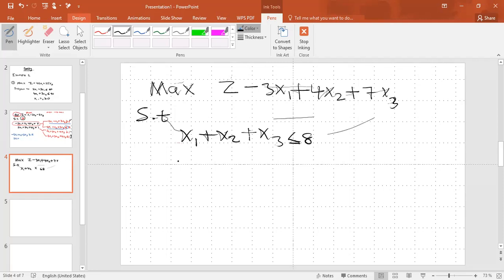Then the second constraint: 4x1 minus x2 minus x3 greater than or equal to 15.